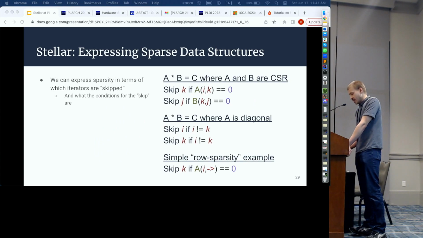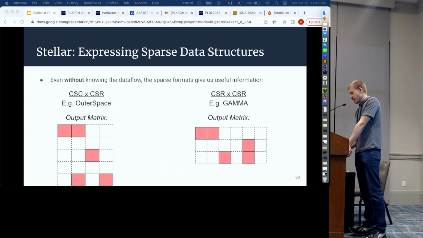So Stellar represents sparse data structures in terms of which iterators might be skipped and under which conditions they are skipped. For example, iterations might be skipped because a single value in one of the input matrices is 0, or because a whole row or block in an input matrix is 0, or based on the iterator values themselves, such as when using diagonal sparsity. And the important thing to note is that the sparse data structures can be specified independently from the data flow and the functional description. And in fact, we can extract useful information out of the sparse data structure itself, even without knowing the data flow or anything else.